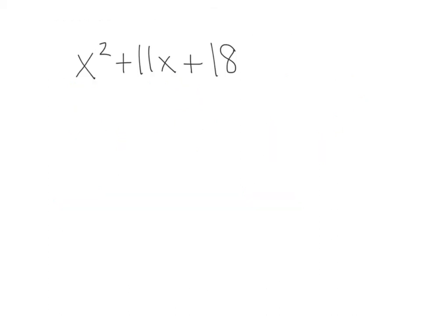Okay, let's try another example. Again, it's probably going to help if at the beginning of these problems we get used to writing A, B, and C so that we can see what our coefficients are. Okay, A is 1, the number in front of x squared, B is 11, and C is 18. Now remember, what we start with is our C term. C in this case is 18.